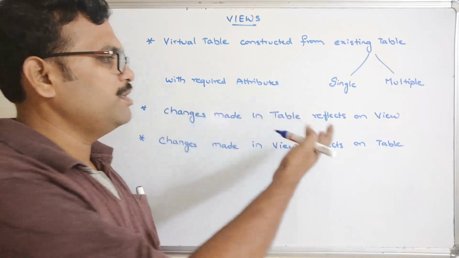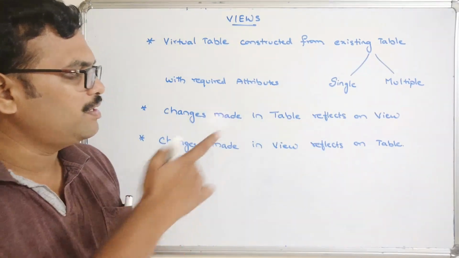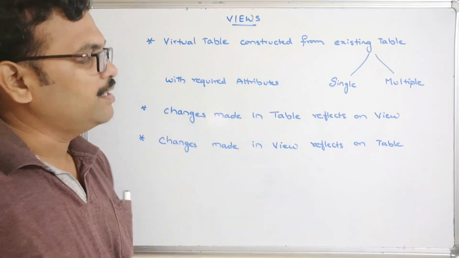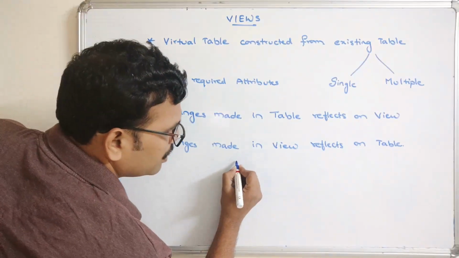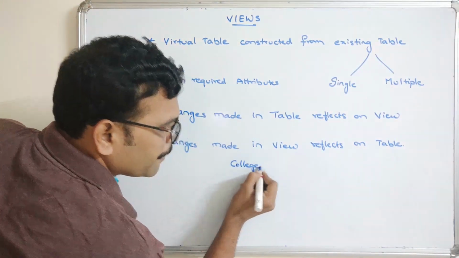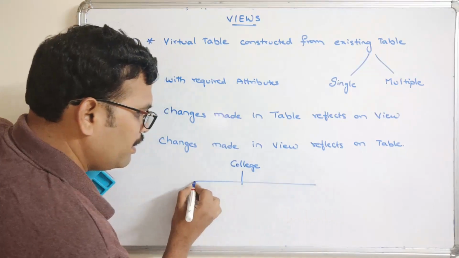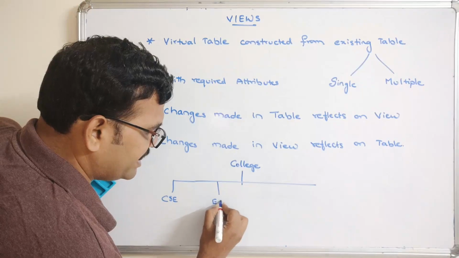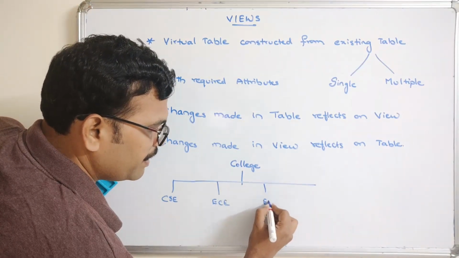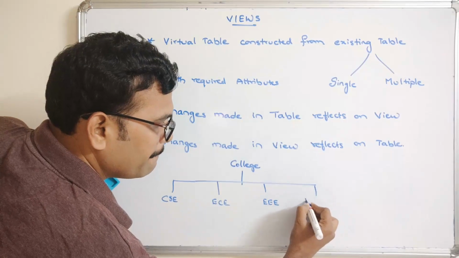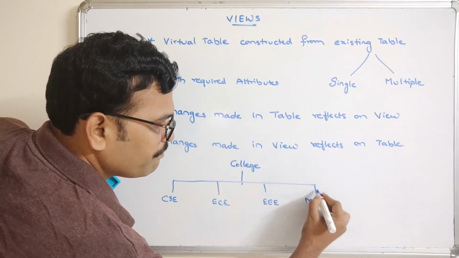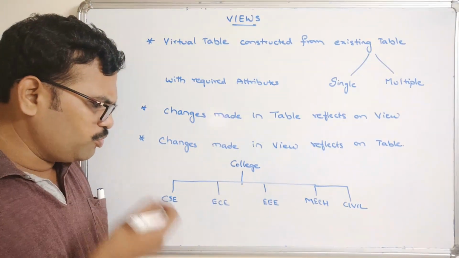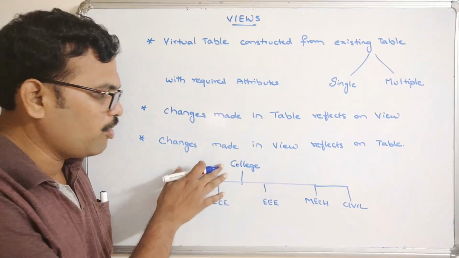We have some tables, so we can access the data from this particular table. So why are we going with views? See an example. Take the college database. A college will have different departments. Let it be the CSE department, ECE department, EEE department, mechanical department, and civil department, right? There will be student details maintained by the college as well as in the CSE.